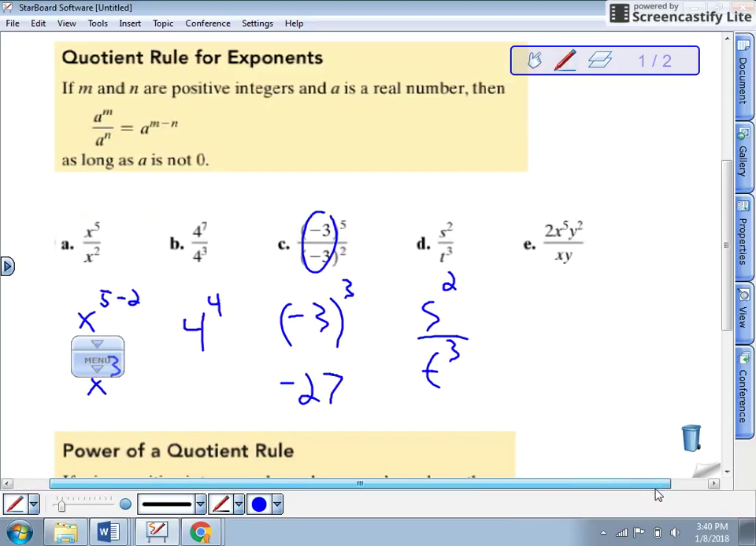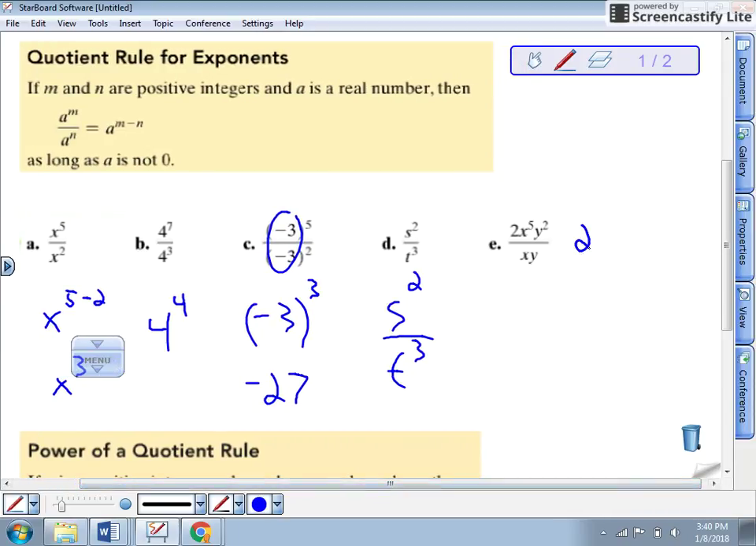Okay, now this one kind of helps to break apart, but it's really 2 times x to the fifth over x times y to the second over y. Well, remember with these, there's really an imaginary 1 there. So we subtract, we're going to have 2. 5 minus 1 is x to the fourth. 2 minus 1 is just y. So there's your final answer.